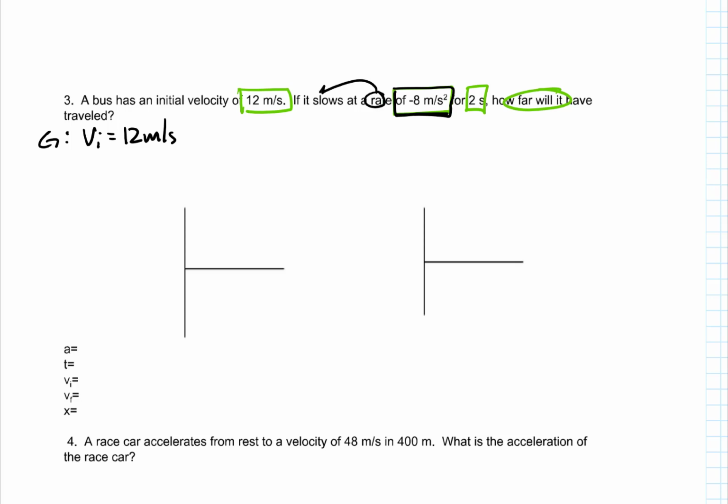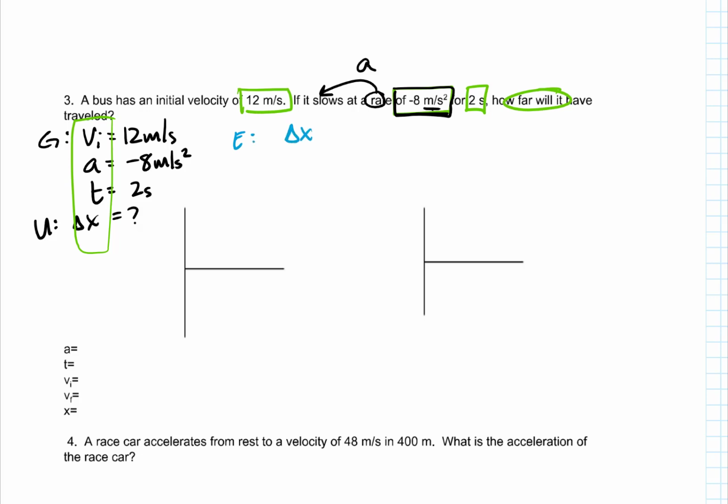Again, it's the rate of slowing, so I know that that's going to be acceleration, and those units, meters per second squared, tell me that. So my acceleration is negative 8 meters per second squared, and the time is 2 seconds. And my unknown is how far. So in order to solve this, I need to find an equation that has all 4 of those things in it. So the equation that we have is delta x is equal to initial velocity times time plus 1/2 acceleration times time squared.